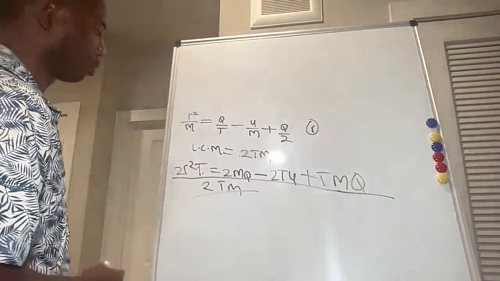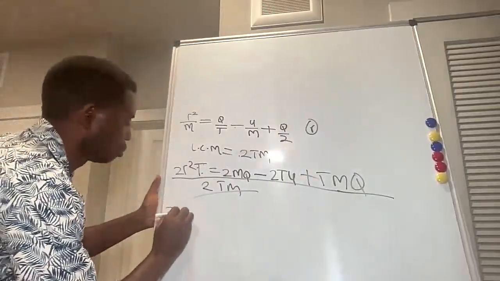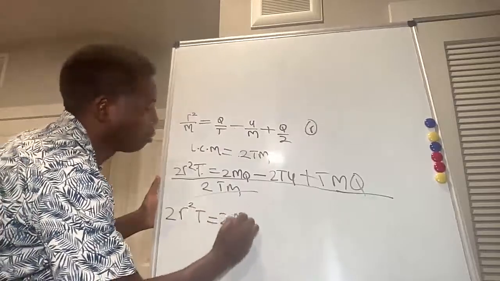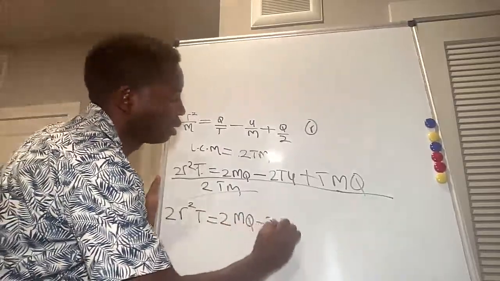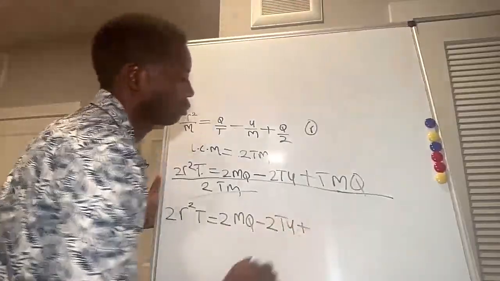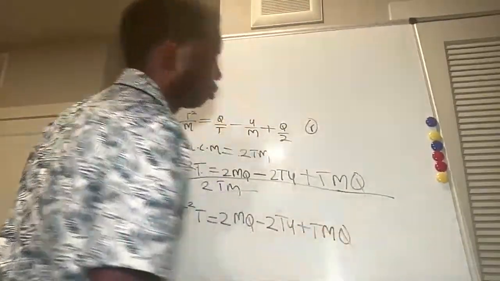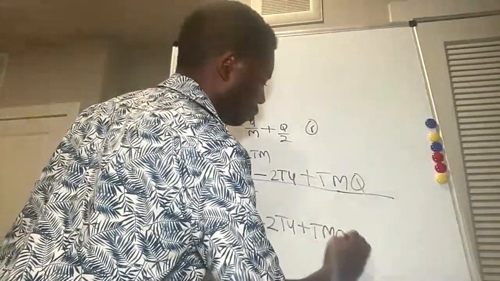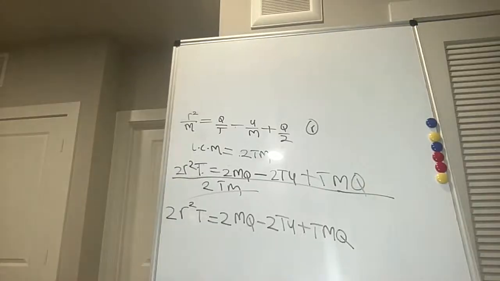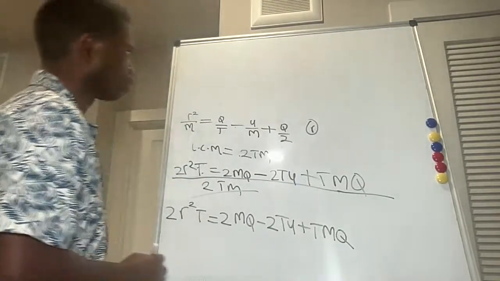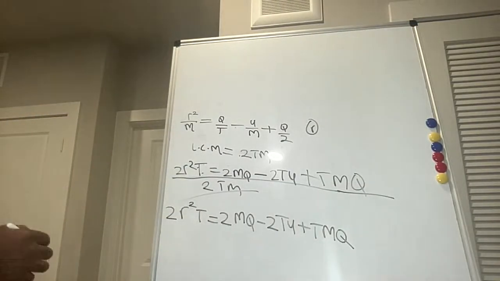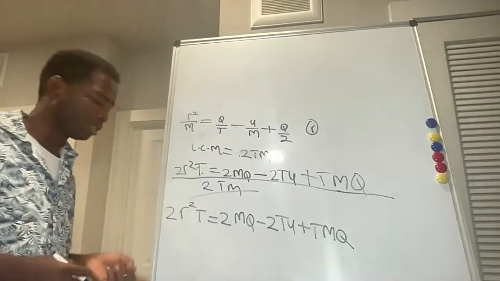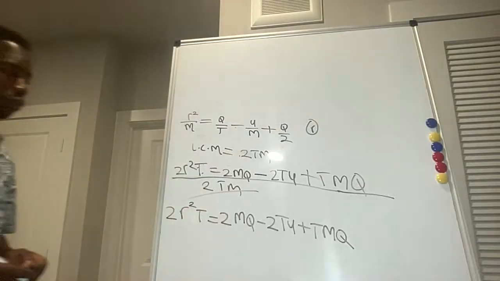Bring down your linear equation. So you have 2R squared T is equal to 2MQ minus 2TU plus TMQ. Now we are making R subject of this equation. Luckily for us, R is already standing with 2 and T. So we'll go from there.